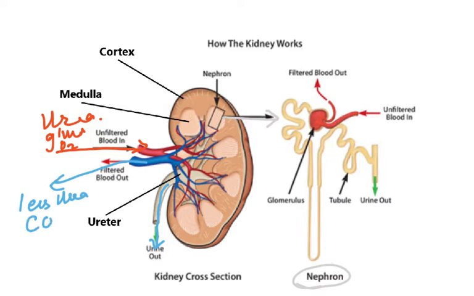Of course, there will be more carbon dioxide. Why? Because the cells of the kidney are respiring and producing carbon dioxide. There will be less oxygen. Why? Because the cells of the kidneys are living and they're using up the oxygen. There will be less glucose, because glucose and oxygen are used by respiring cells, and a lot of active transport takes place in the kidneys. So basically, you've got to first know how the kidney functions, and then you can do this MCQ.